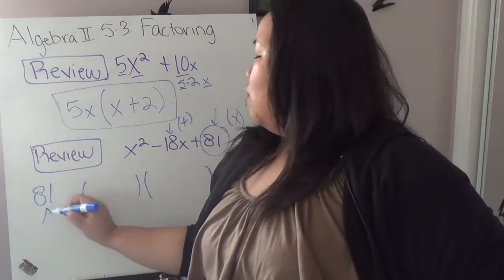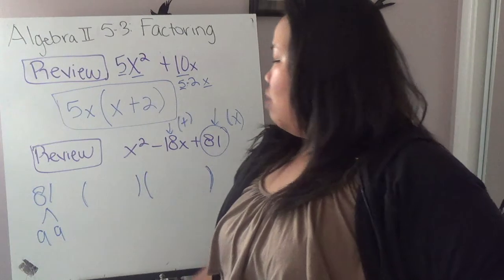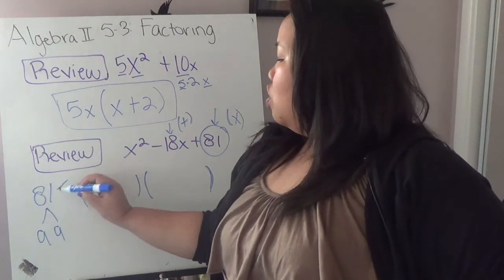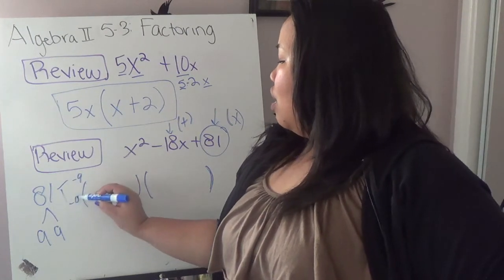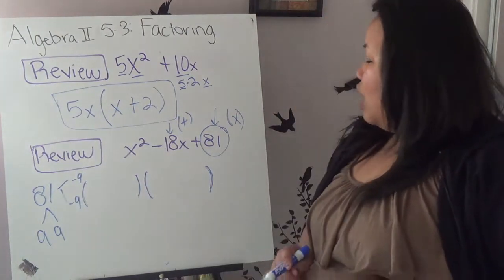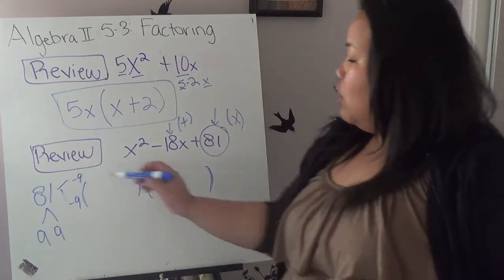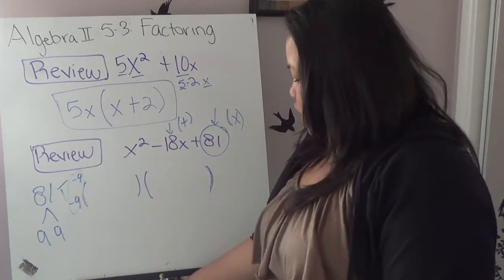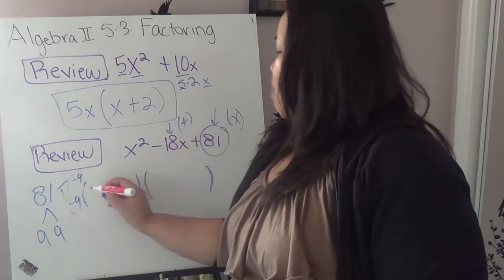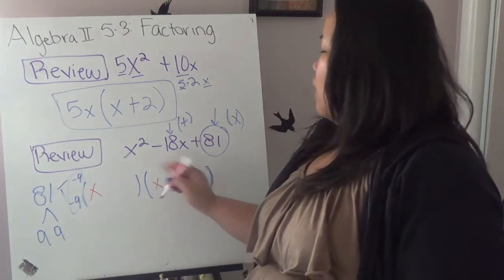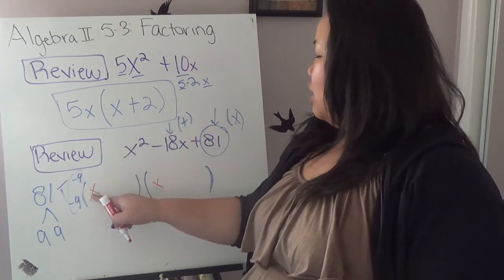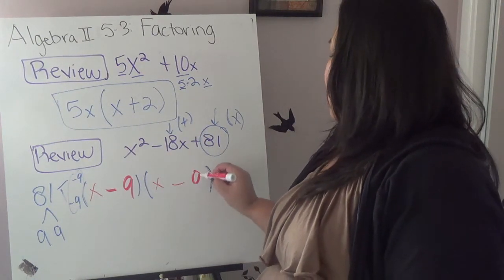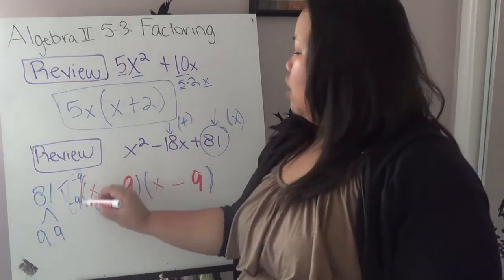So my factors of 81 are 9 and 9, right? But that plus that gives me positive 18. So let's try negative 9 and negative 9. Well, negative 9 plus negative 9 is negative 18. So this is in fact my two answers. I'm going to take those two numbers and put them in my bubble. Because there's no number in front of the x squared, this is x and this is x, minus 9, minus 9. And this is my answer.